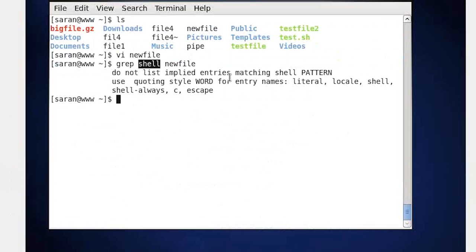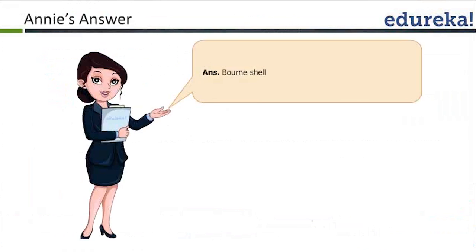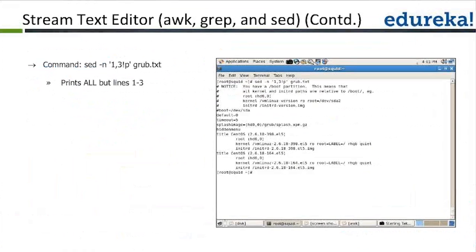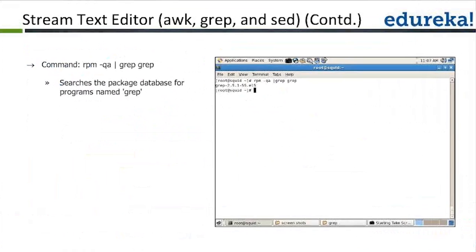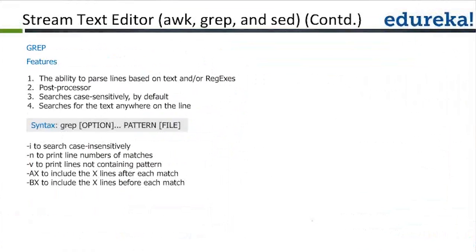Now that I have listed all this, rather than listing all the content on the screen, I just want to know the number of occurrences, that is, the number of times the word shell is present. I'm talking about other features of grep. As I said before, there are multiple arguments, and with each argument you get a different output.